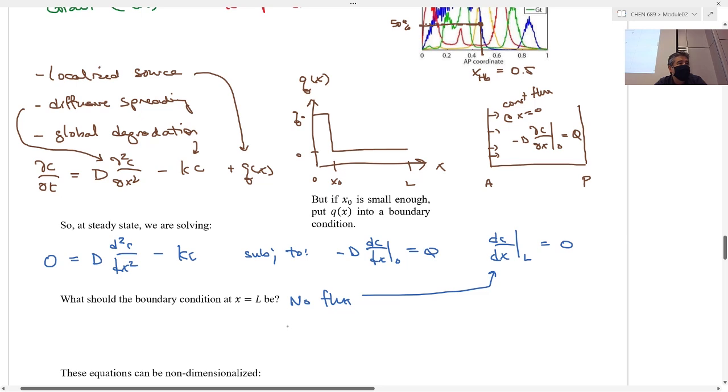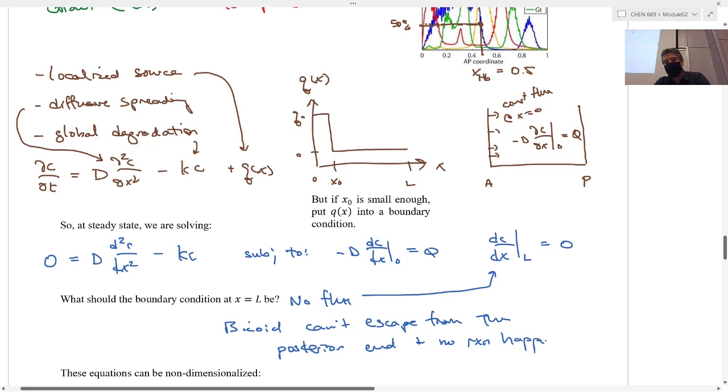Bicoid can't escape from the posterior end of the embryo. There's also no reaction happening there. It can't get out, and it's not being degraded just at the posterior pole, so there's no reaction in the boundary condition either. So it's just no flux.